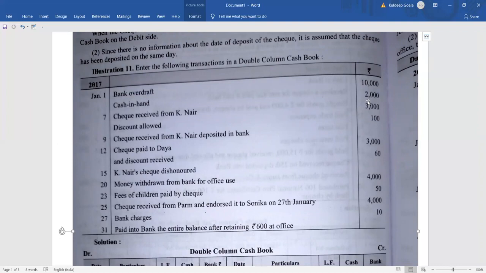If my bank balance is showing a debit balance as per my cash book, not passbook, then in the passbook it will be opposite. If my bank is showing a debit balance as per my cash book, then I will assume that I have money in the bank, right?